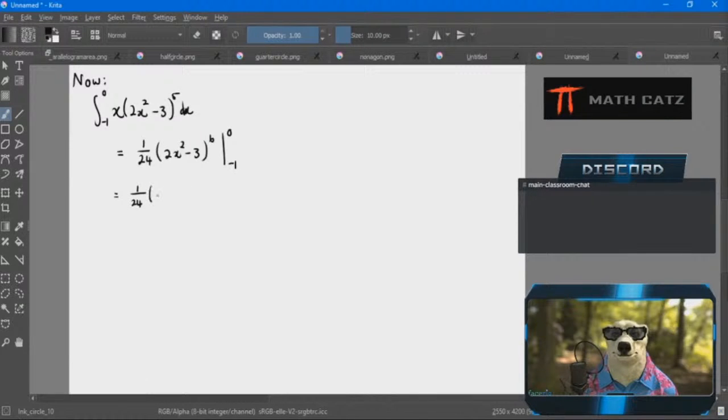Plug in the top value, 2 times 0 squared minus 3 to the 6, minus, plug in the bottom value, whatever that may be, and then we will get the answer. Now it might be beneficial in this case to get an answer. Our calculation isn't super messy. So let's just get the answer because I want to verify that the other way that I'm going to do it is going to be the same. So I'll do that in MathBot as my calculator.